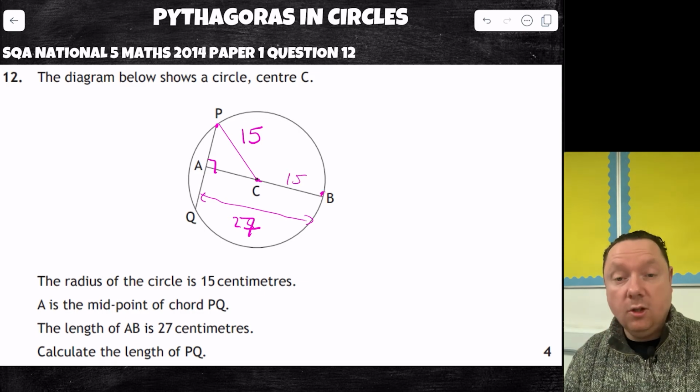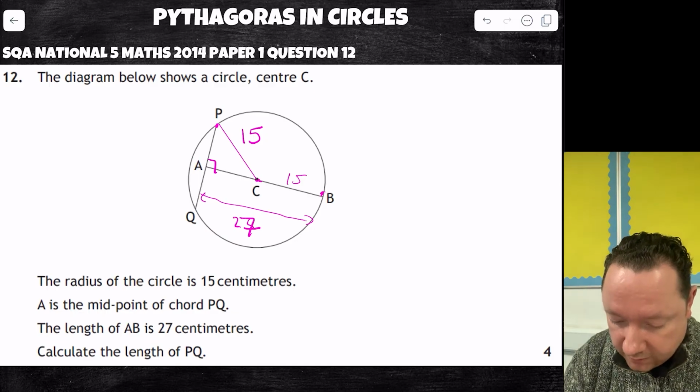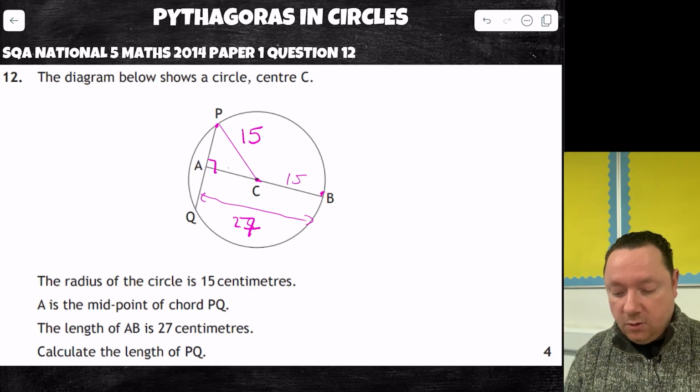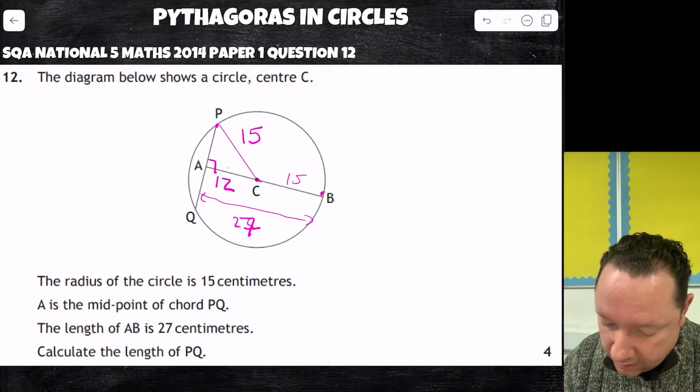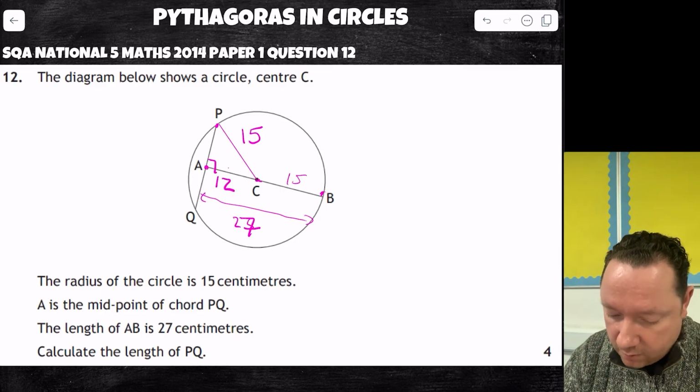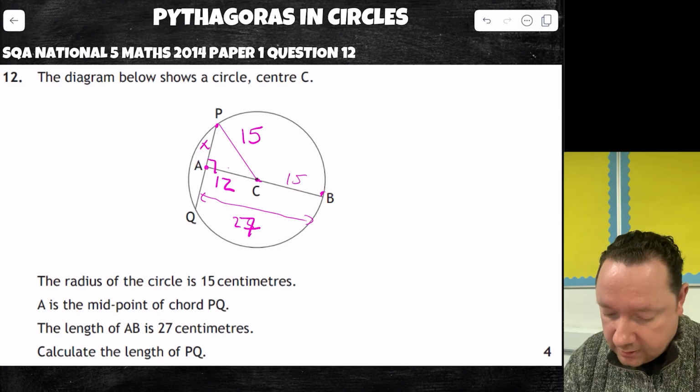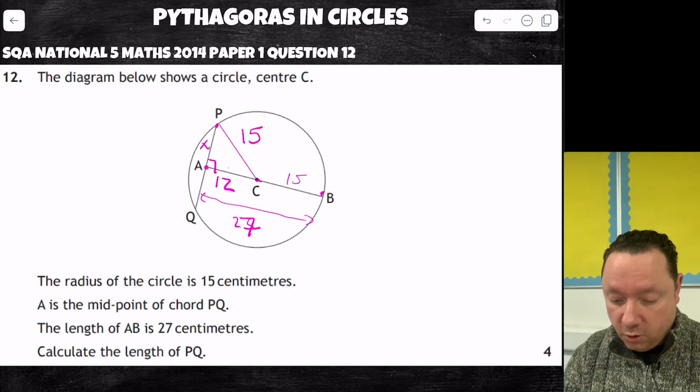So that means that I can do 27 take away 15 to get the size here. So that's 15, 25, 26, 27 is 12. So I now know this is 12. And that means that since A is the midpoint, if I work out this side here, let's just call it x. If I double that, I'll have the length QP.